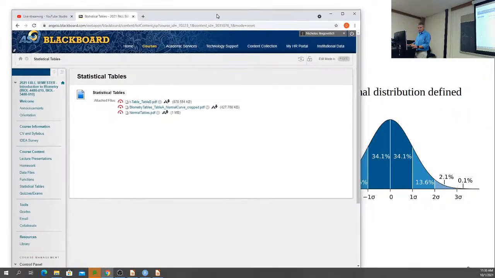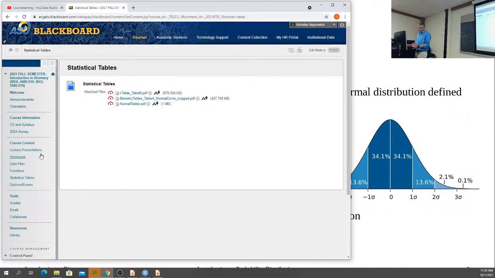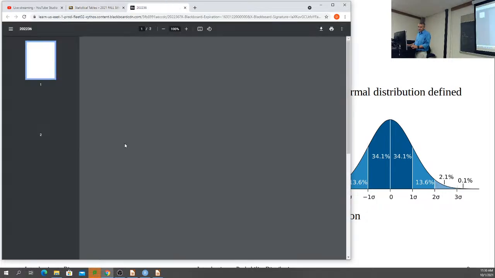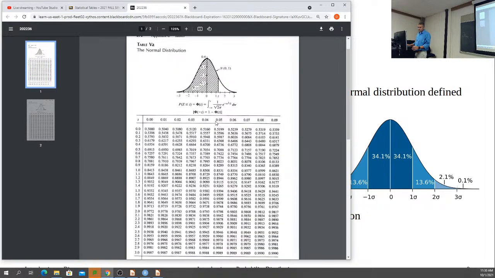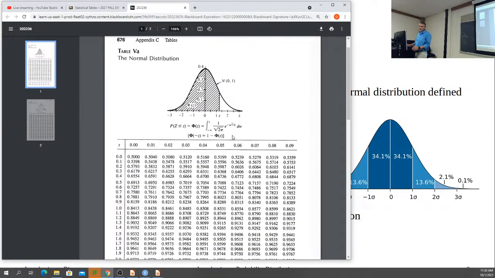So under here, here's an example. Of course, they're not accessible because they're tables. So under statistical tables, I have a normal table here. This is a 0-1 table, and it tells us which area we are looking for.